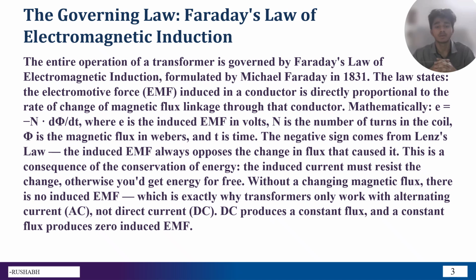Mathematically, E = -N dΦ/dt, where E is the induced EMF in volts, N is the number of turns in the coil, Φ is the magnetic flux in webers, and t is the time. The negative sign comes from Lenz's law. The induced EMF always opposes the change in flux that caused it. This is a consequence of the conservation of energy. The induced current must resist the change, otherwise you would get energy for free. Without a changing magnetic flux, there is no induced EMF, which is exactly why transformers only work with alternating current, AC, not direct current, DC. DC produces a constant flux, and a constant flux produces zero induced EMF.